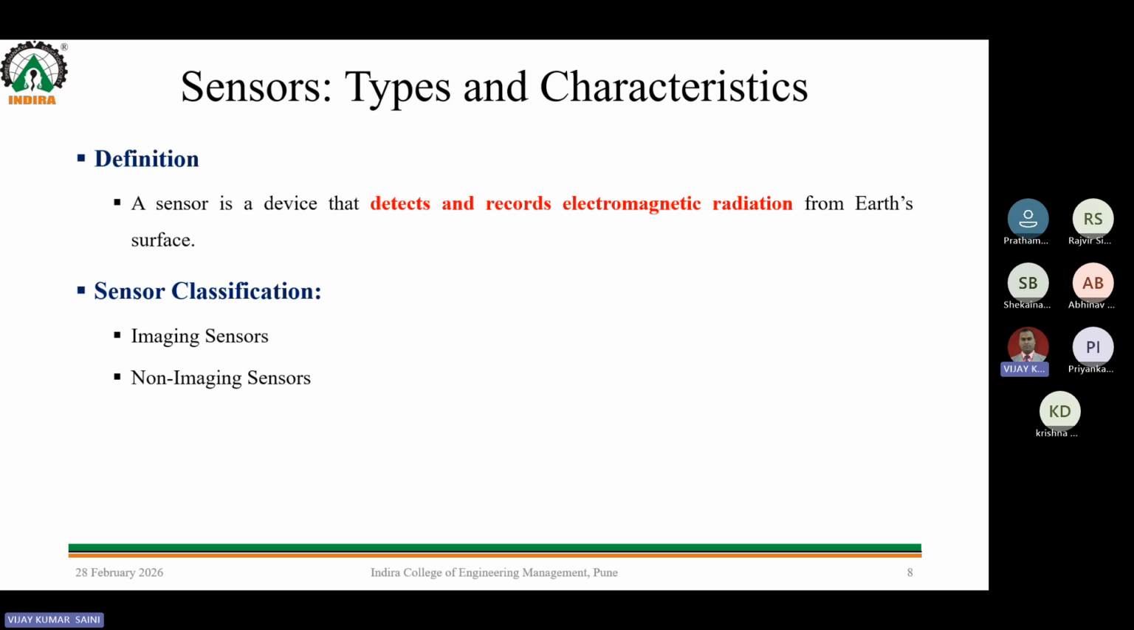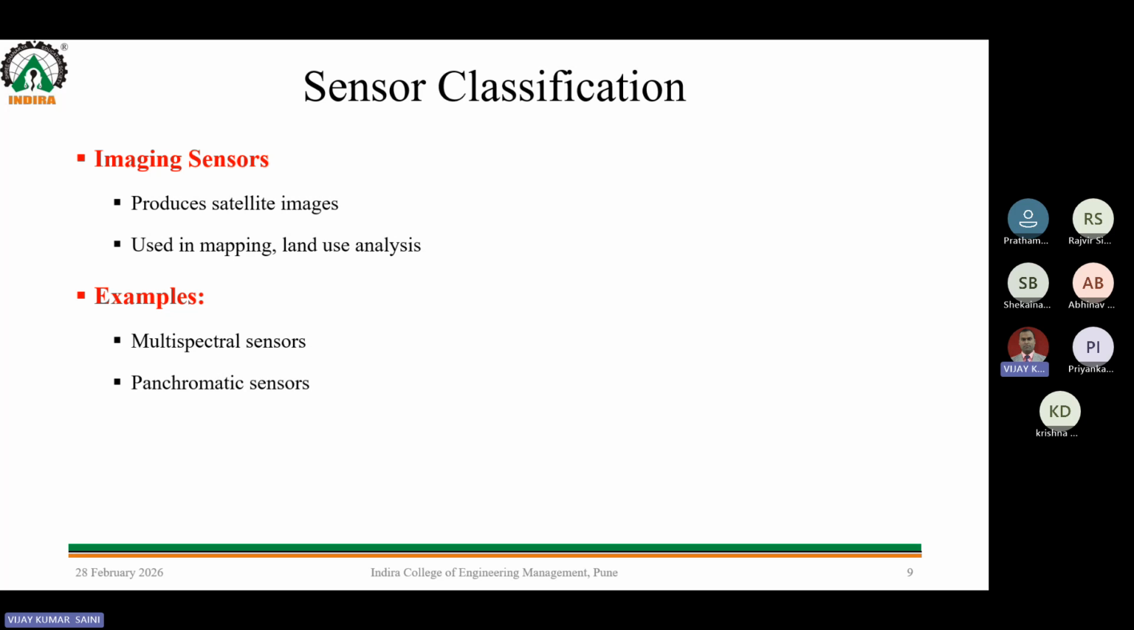So basically they may be imaging sensors or non-imaging sensors. Now, when we say imaging sensors, what exactly they do is they produce satellite images, and these images are used basically in mapping and land use analysis. When we say mapping, you have man-made or natural resources. So you basically make a map, and it helps you in analyzing things, right? And it will be further used in land use development.